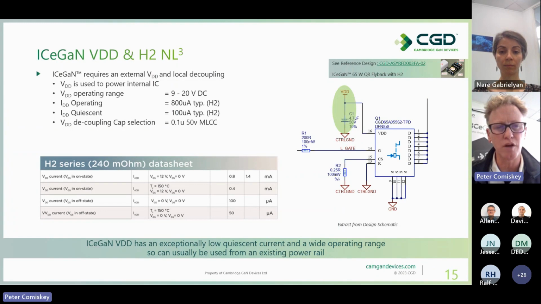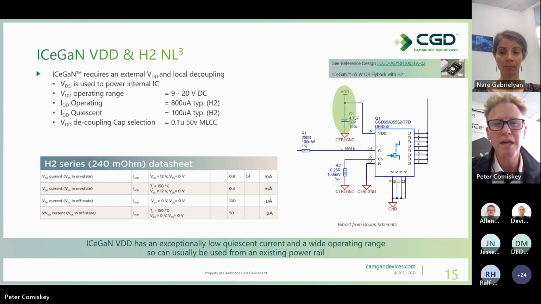The current consumption, both operating and in quiescent mode for our H2 devices, is shown here. So 800 microamps, 0.8 milliamp when operating, and down to a super low 100 microamps when in quiescent mode. So when the gate is low, the device is off. So this is an enhancement mode device. The current consumption on VDD is exceptionally low. For most cases, all you need is a decoupling capacitor, and we would recommend a 0.1 microfarad 50 volt MLCC capacitor.